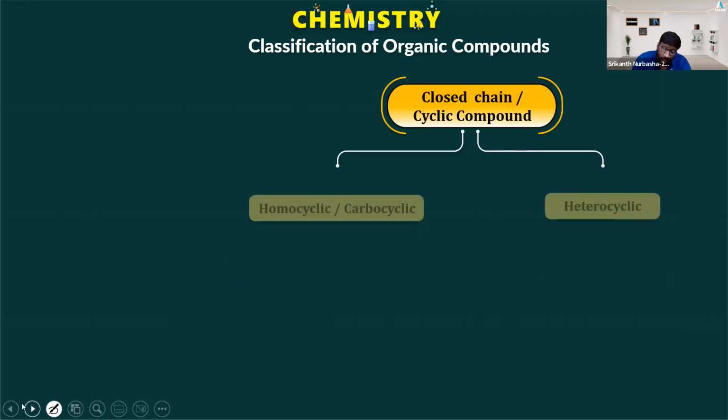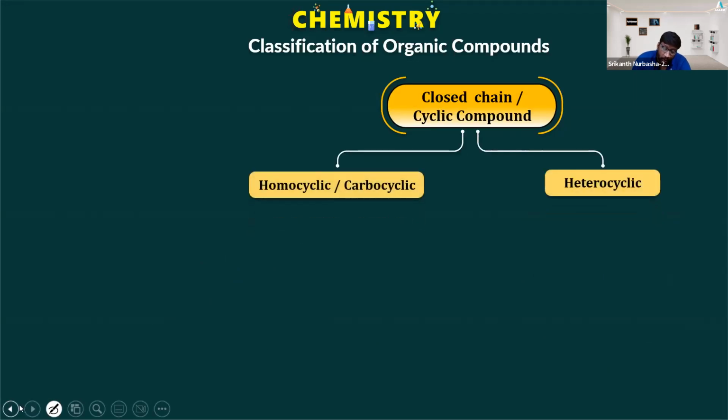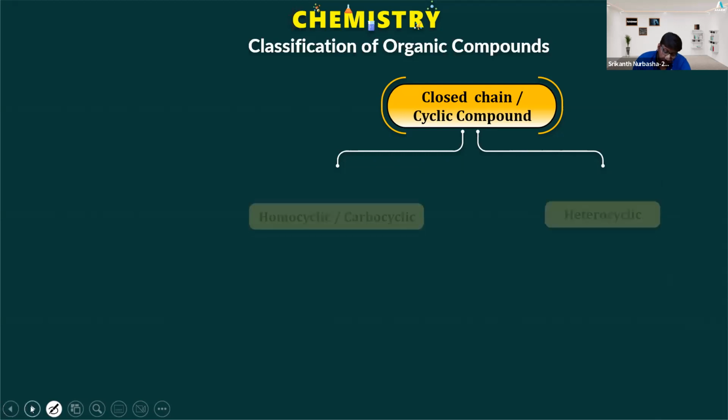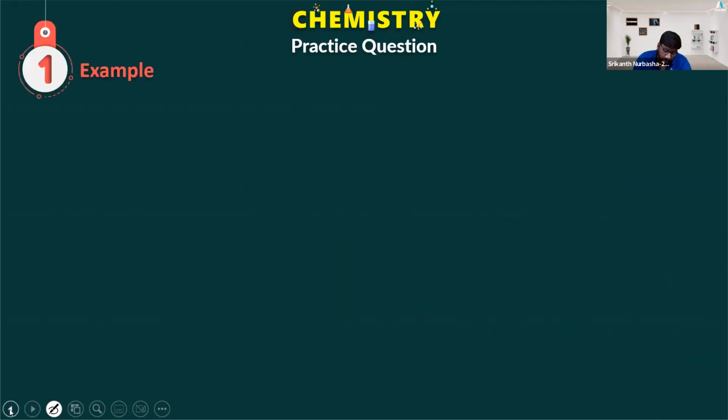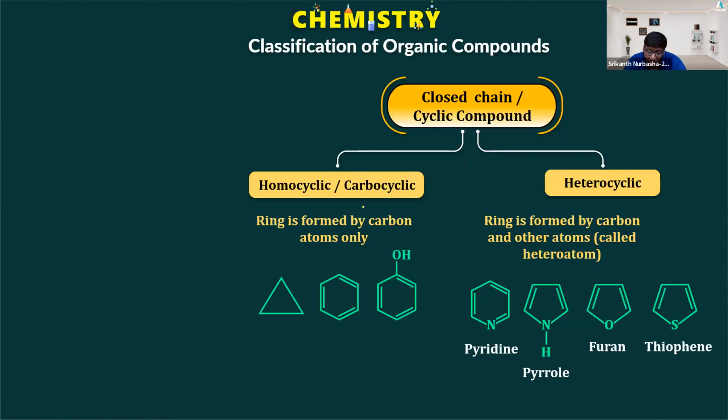Closed chain or cyclic compound is said to be homocyclic or carbocyclic. So what is homocyclic or carbocyclic? As I have told you, in the closed chain, ring is formed by carbon atoms only. If the carbon atoms alone form the ring, then that is said to be homocyclic or carbocyclic. If the ring is formed not only by carbon atoms, but if there is an atom other than carbon like nitrogen, oxygen, sulfur, in that case it is said to be heterocyclic.